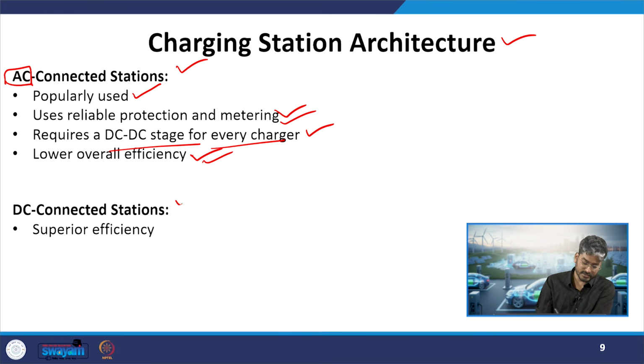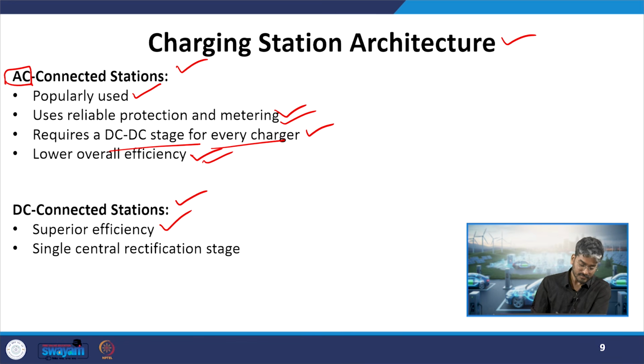Now, DC connected stations. Here superior efficiency will be there. Why? Because we have reduced the number of stages of conversion, because our load is DC and we have a source which is DC. So, a single centralized rectification stage. In the previous case we required AC to DC conversion everywhere, whereas in this case we have a DC source, or we can have a centralized rectifier stage which will be giving us the fixed DC. Okay. So, we can have this option with us.